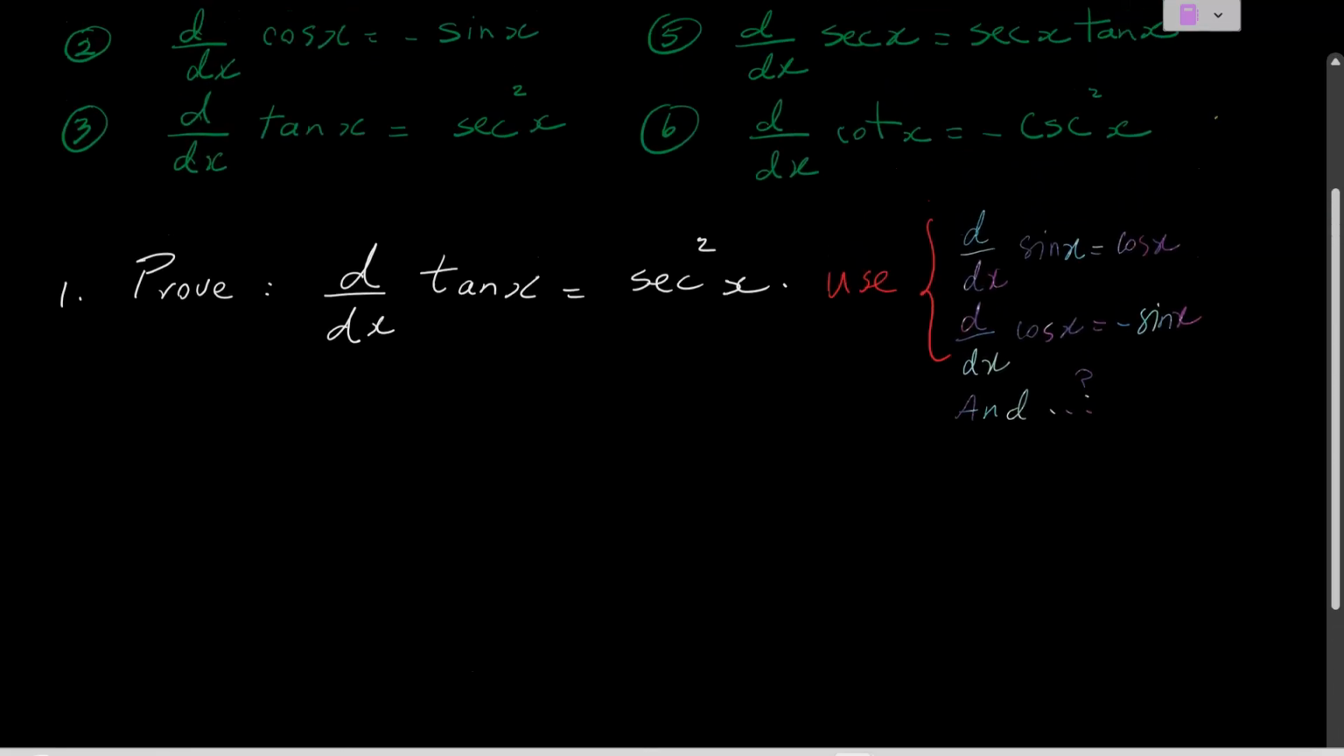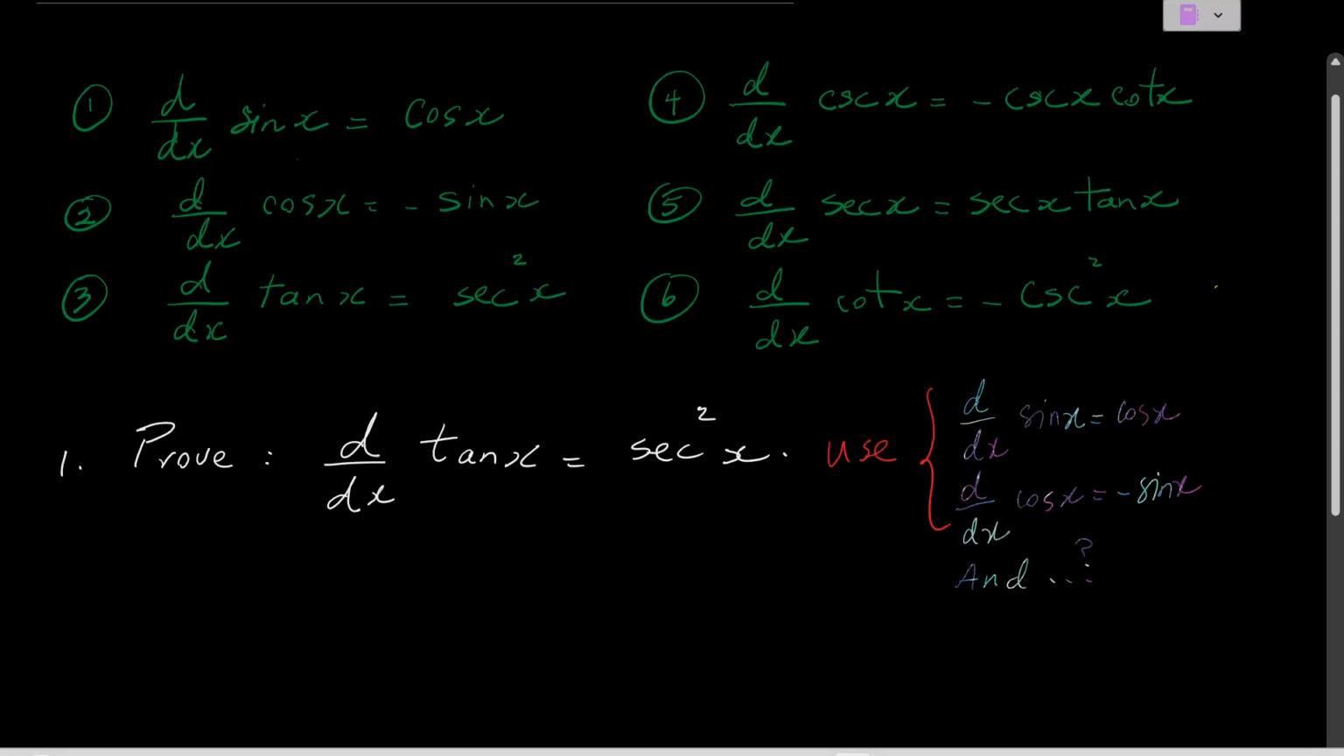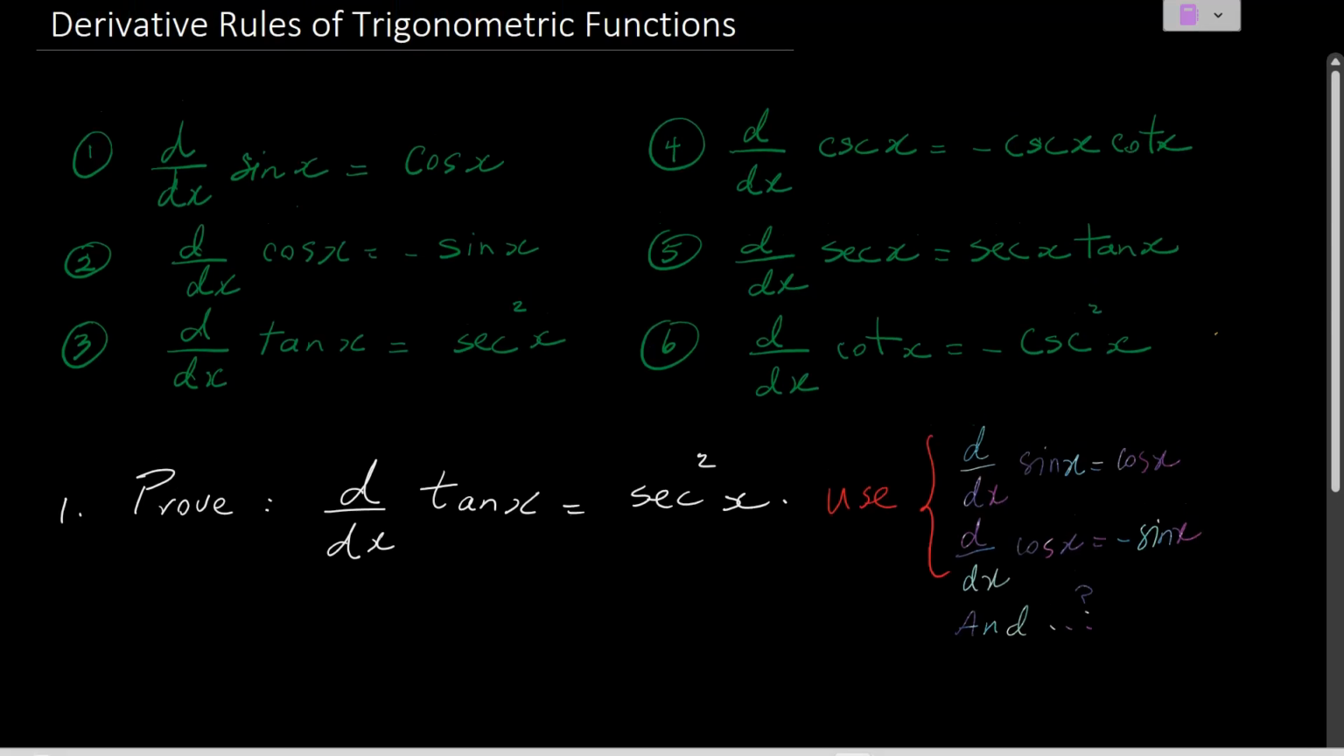Okay, so I'm going to go ahead and prove that using the first 2 derivative rules of sine and cosine, and those are our basic derivative functions that we're going to use. To find the proof of those, you have to use the limit definition of derivative and set it up, and that's very easy as well.